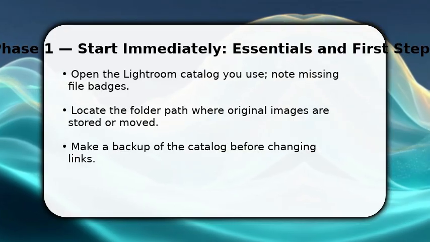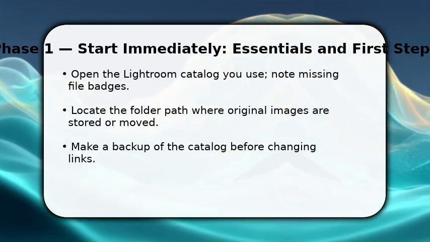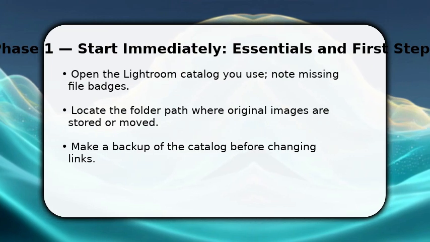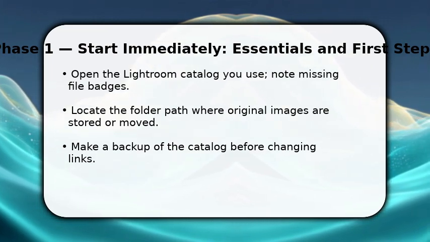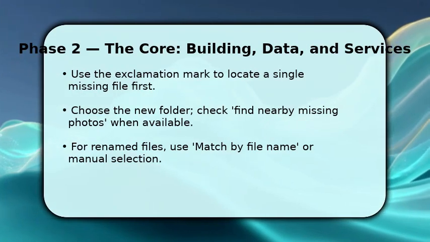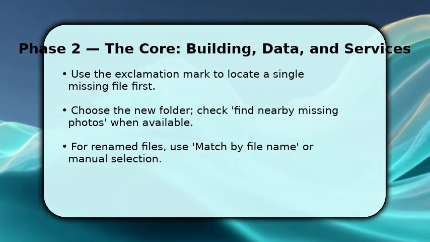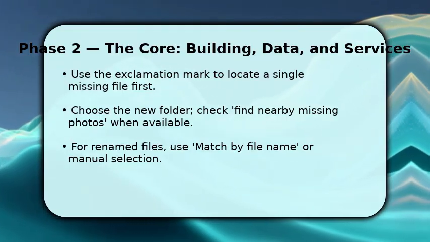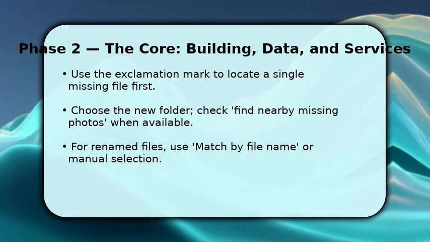Then, select one missing photo in Grid View and click the exclamation mark to trigger the Relink dialog. That first action begins the automated relinking flow. You will now point Lightroom at the new folder so it can restore links for many files at once. When the Locate dialog opens, navigate to the correct folder and pick the exact file Lightroom requested.